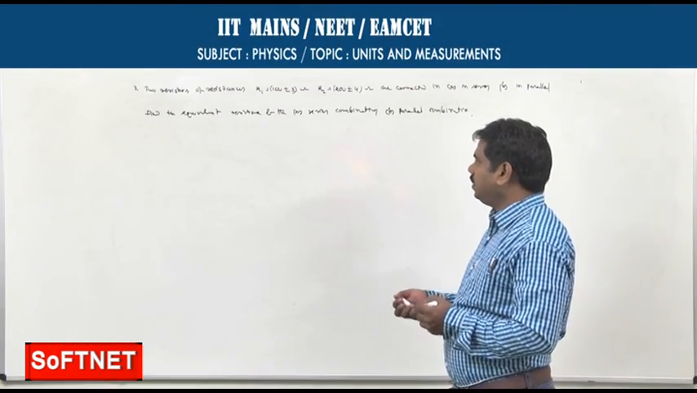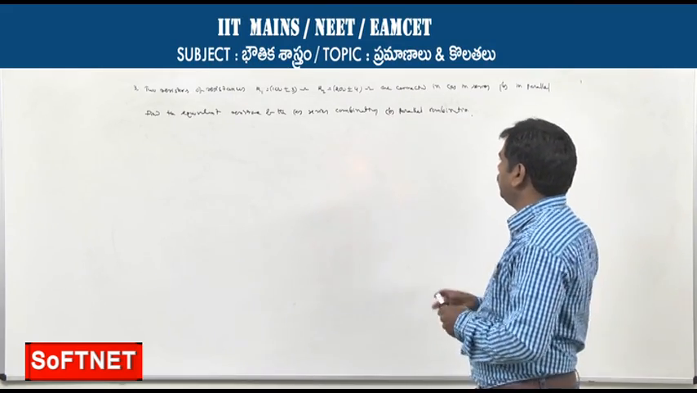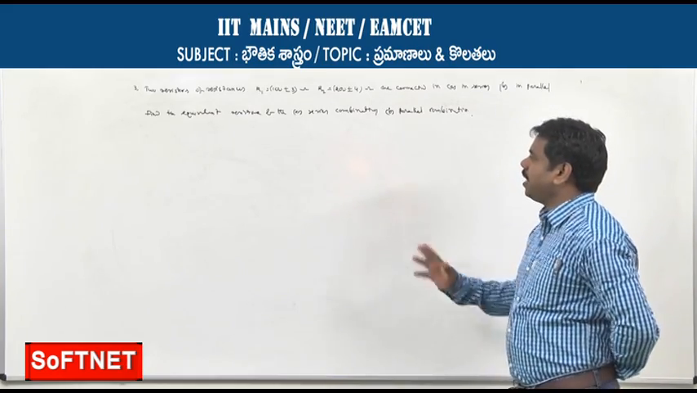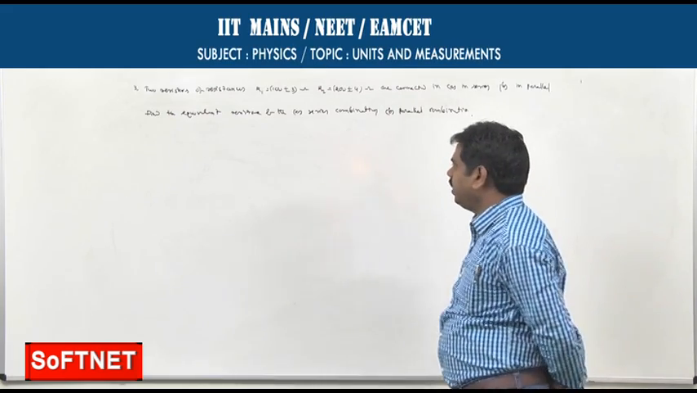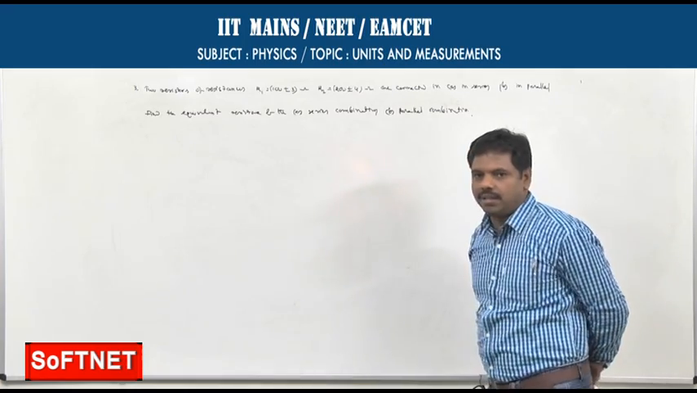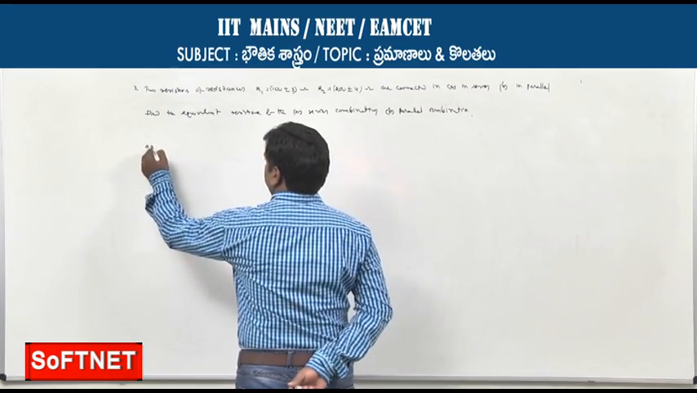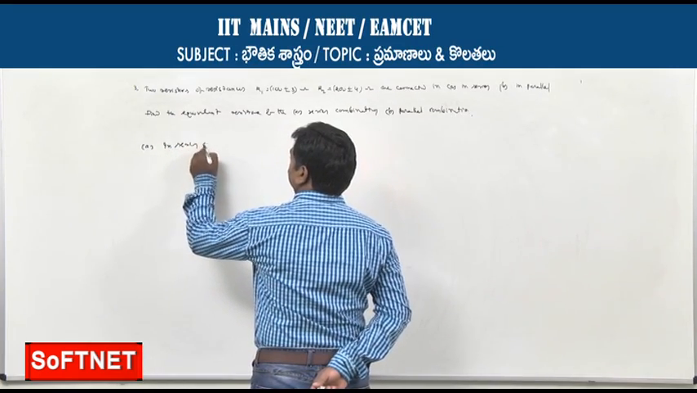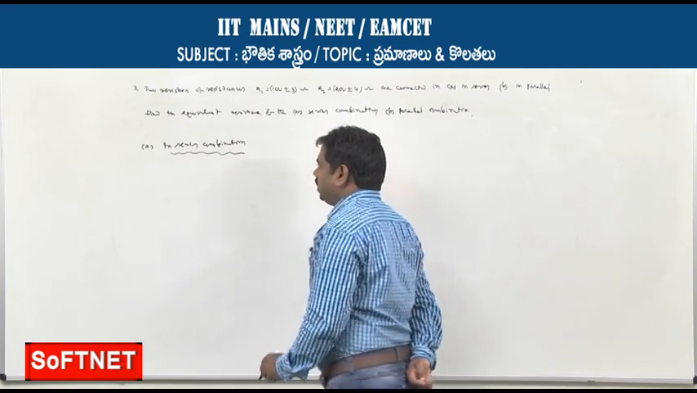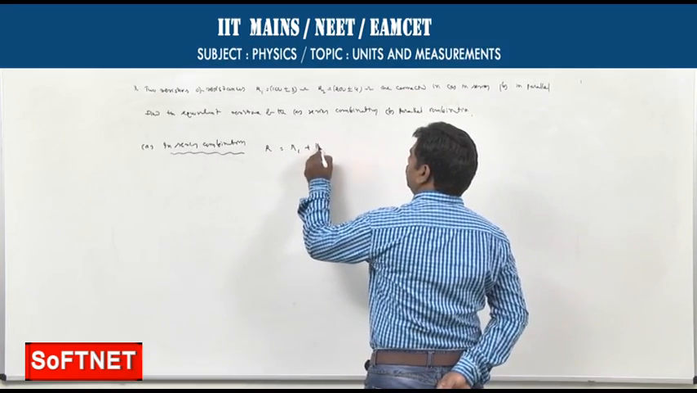Here, two resistors of resistances R1 and R2 are given to you. These are connected in series combination and also in parallel combination. What we are required to find out here is the equivalent resistance of the series combination and also the parallel combination. Let us do it one by one. In series combination, we know that the resultant resistance R is equal to R1 plus R2.